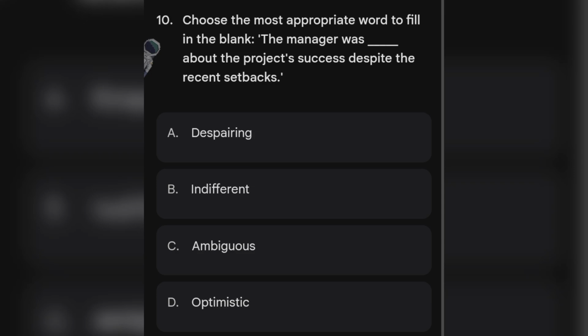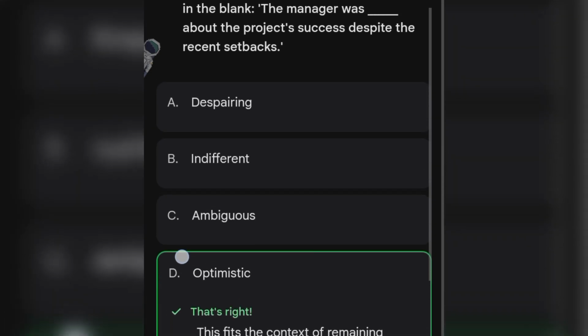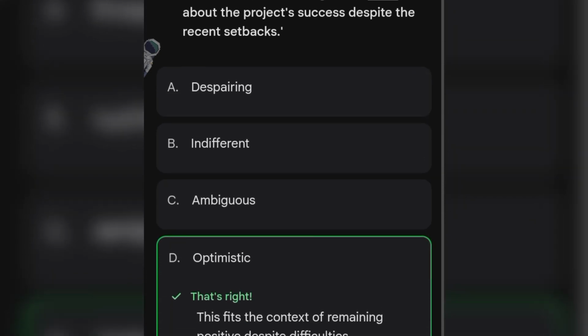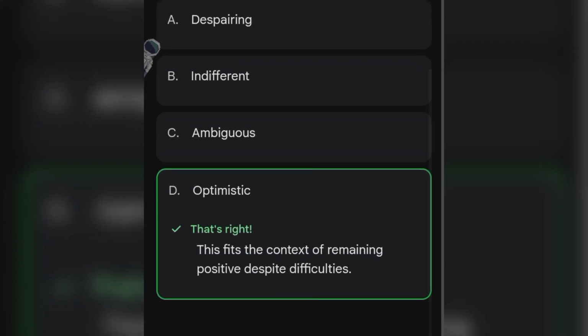It is an English vocabulary question, I guess. The manager was dash about the project's success despite the recent setbacks. Disappearing, no. Indifferent, no. Ambiguous, no. Optimistic, yes. Optimistic is the right answer because the manager was optimistic about the project's success despite recent setbacks.